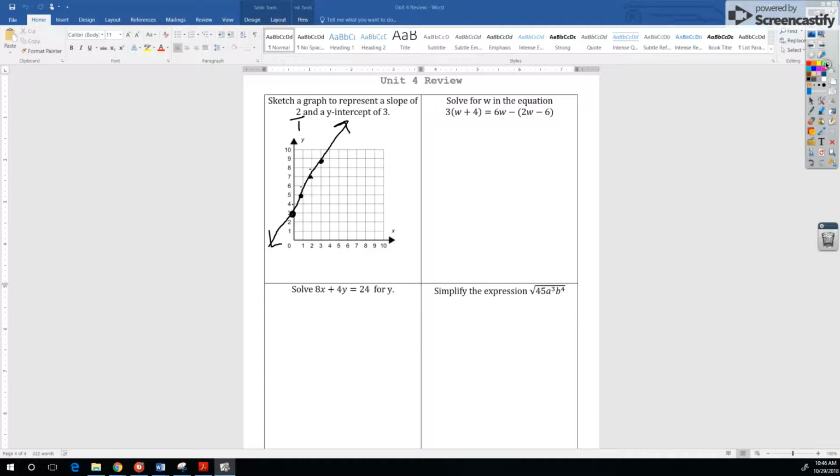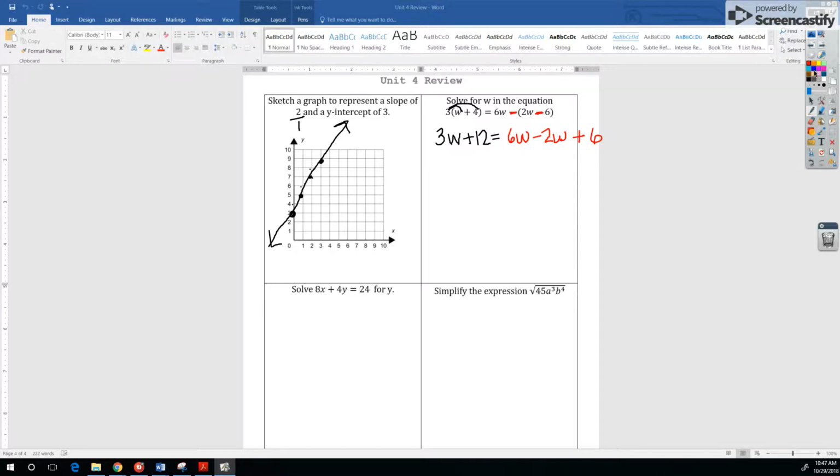All right, solve for W. I've got all kinds of distributive property here. Distributing my 3 gives me 3W plus 12. Then I've got to subtract here. I have 6W minus 2W, and I'm subtracting a -6. Sorry, this is a 2. That kind of looks like a Z.